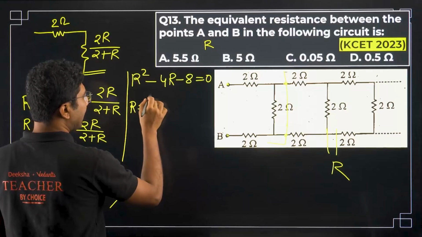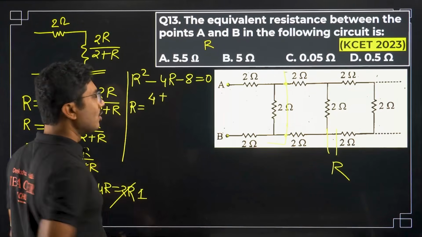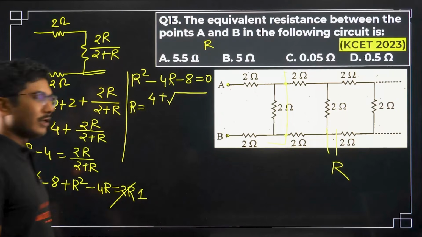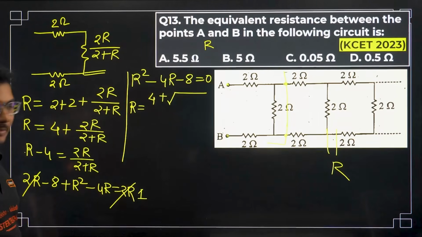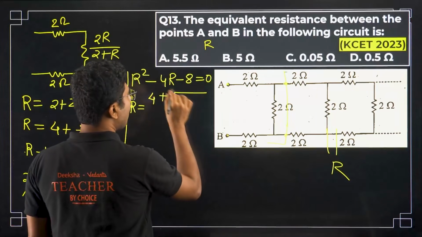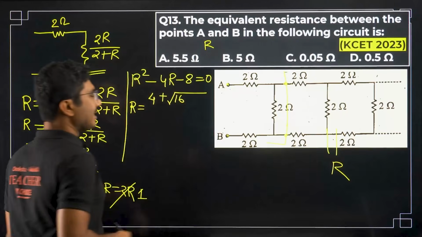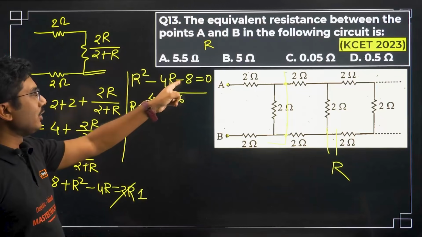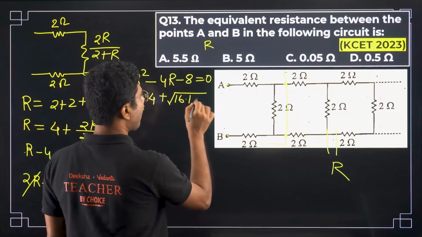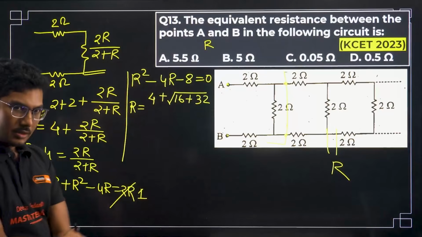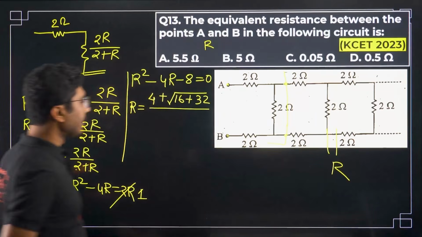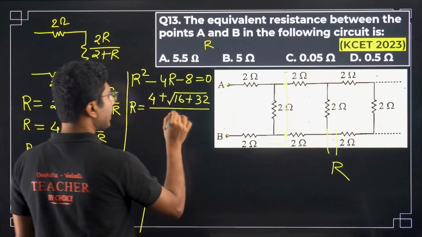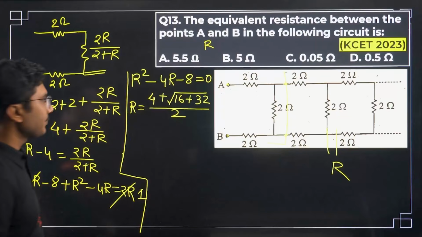minus b means 4 plus or minus. Now the plus or minus value we will ignore, resistance cannot be negative, so we only need to consider the plus value. B square minus 4ac: b square means minus 4 square, that is 16, minus 4ac means minus 4 into 1 into minus 8, that is plus 32. Okay, if you are not familiar with the quadratic formula, you have to go and solve a few more in your mathematics class. Divided by 2a, so divided by 2, a is 1 over here, right?